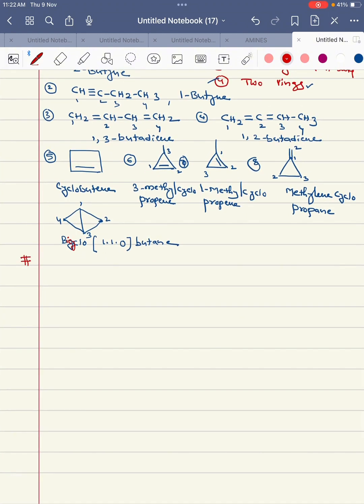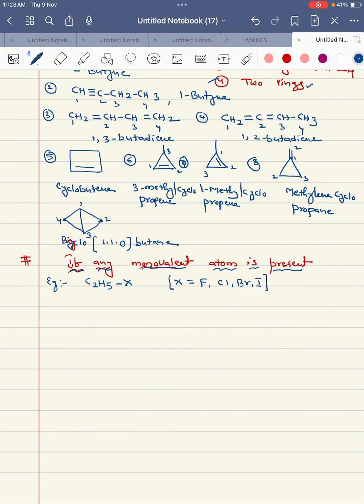Next, in case a monovalent atom is present. Suppose in your example, a monovalent atom is present. Monovalent atom means halogen atoms. If any monovalent atom is present, then we'll see an example. It is C2H5Cl. I will write it as X, where X may be chlorine, bromine, iodine. These are called monovalent atoms. It forms a single bond.